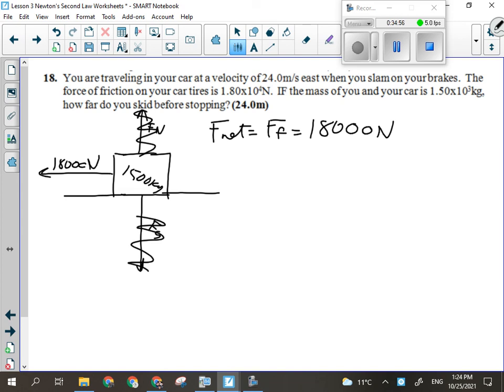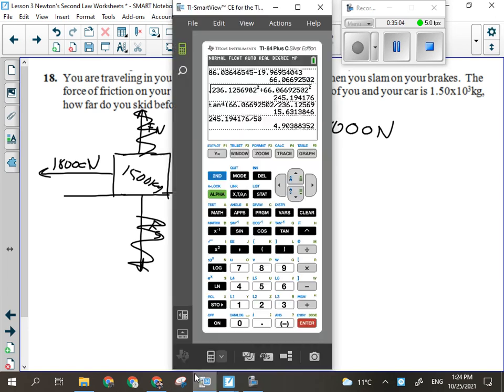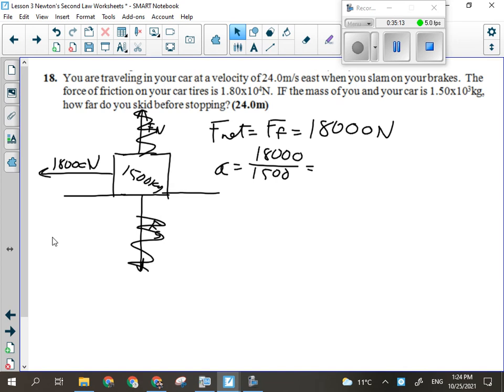Since I know the force and I know the mass, I can calculate the acceleration. So 18,000 divided by 1,500 gives me 12 meters per second squared. And that's actually going to be negative. Why is that important? Because the car is slowing down. If I don't put that in my formula later, when I'm calculating the distance, it makes a difference.